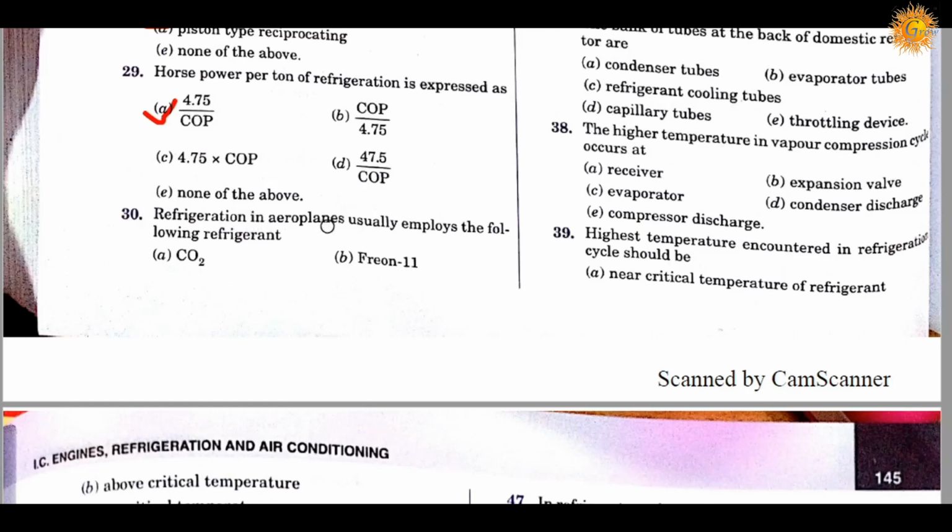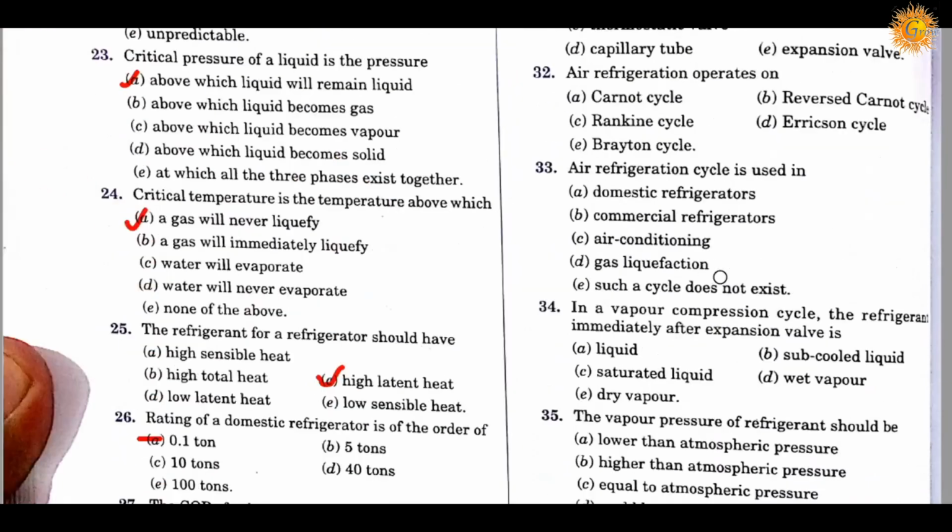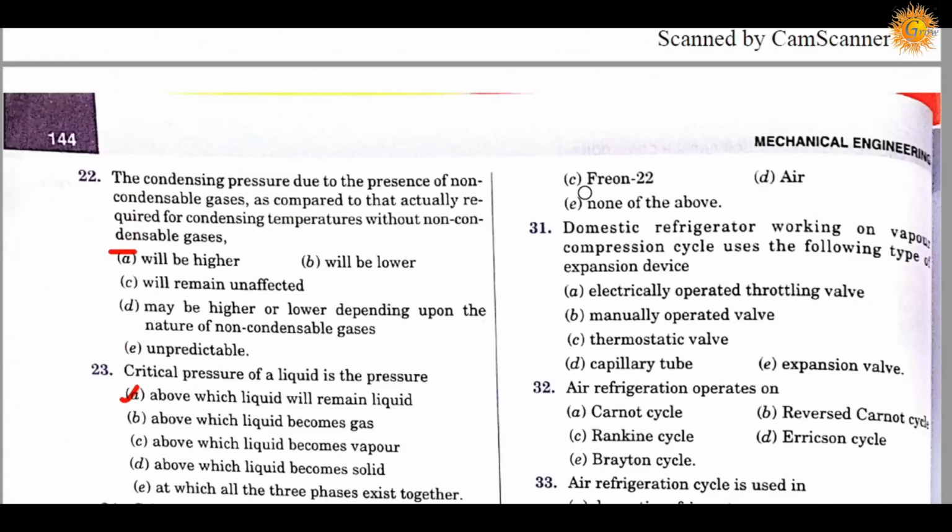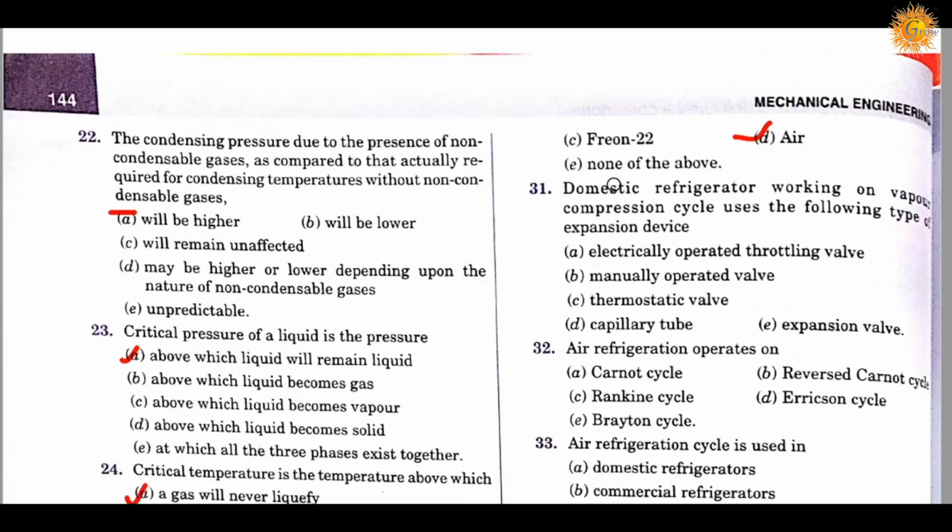Question number 30. Refrigeration in aeroplanes usually employs the following refrigerant. Option A, CO2, option B, Freon 11, option C, Freon 22, option D, air, and option E, none of the above. So the correct answer is D, air, used in aeroplanes as a refrigerant.